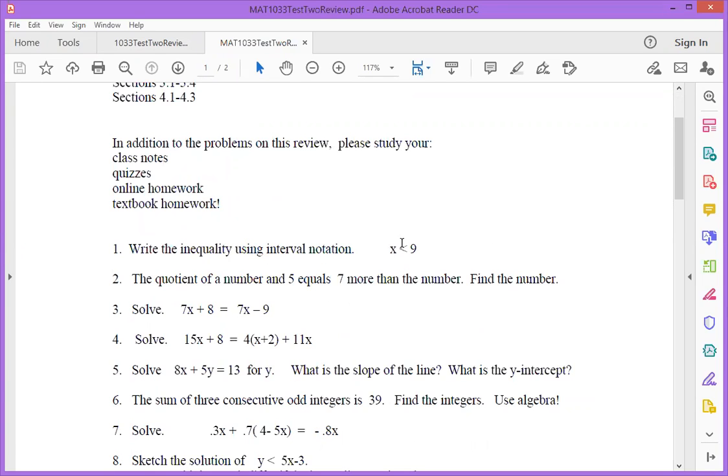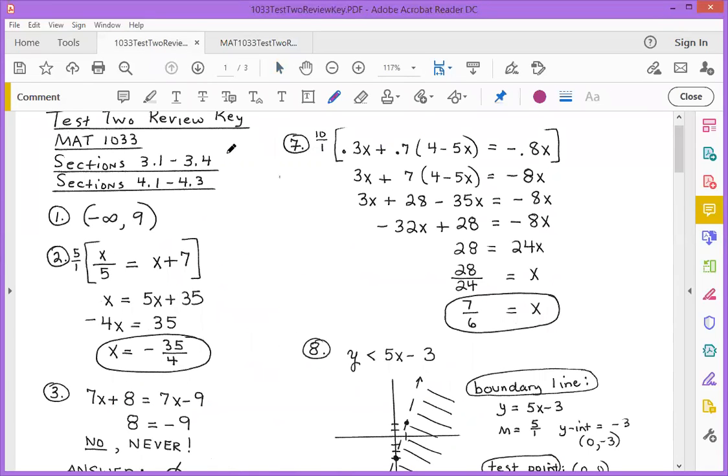So we have this inequality, x less than 9. We want to write this inequality using interval notation. When are values of x less than 9? So values of x are less than 9 here. Since we saw our symbol as being less than, remember you're going to use parentheses.